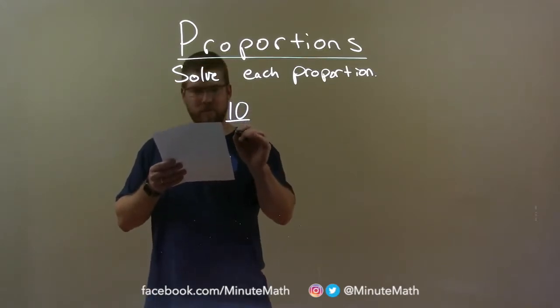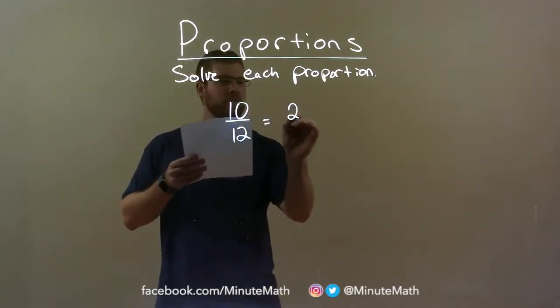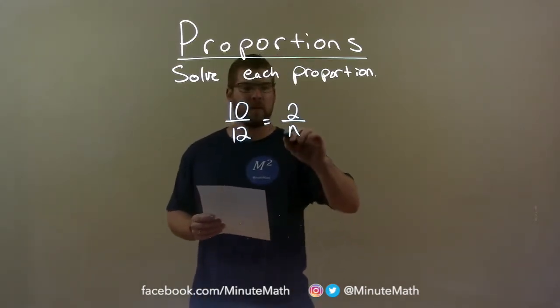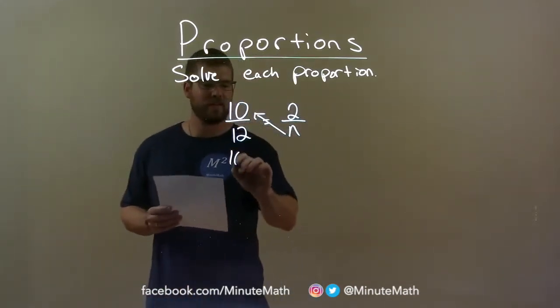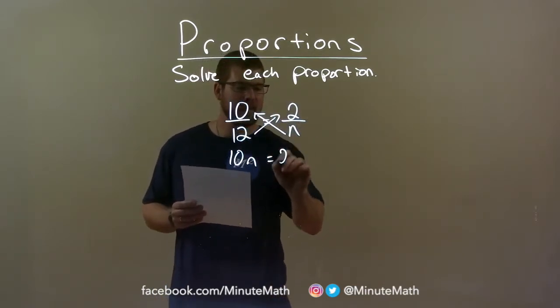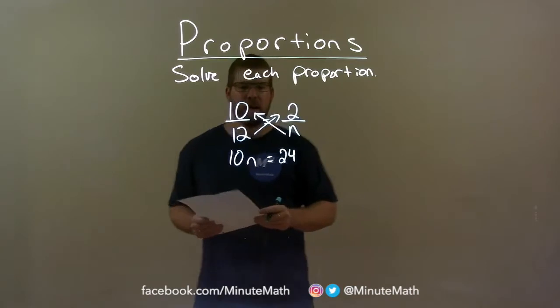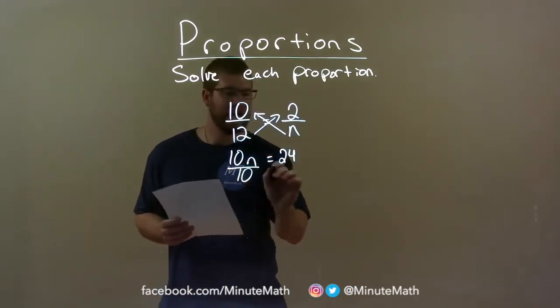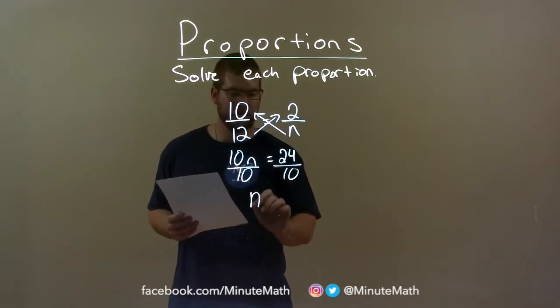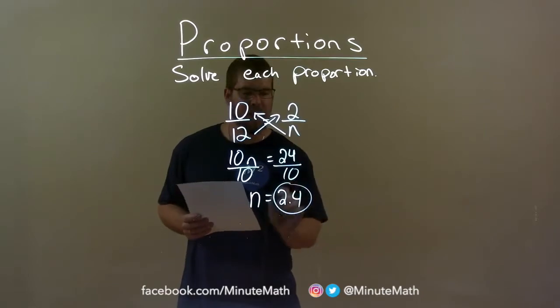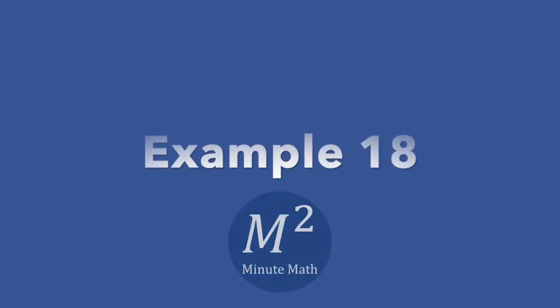10 over 12 equals 2 over n. All right. First thing I want to do is cross multiply. n times 10 is 10n, and 12 times 2 is 24, okay? Now we have 10n equals 24. Well, I need to divide both sides by 10 to get n by itself. 24 divided by 10 is 2.4, and so there we have our final answer.